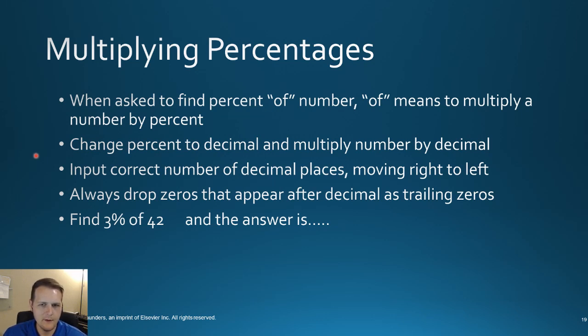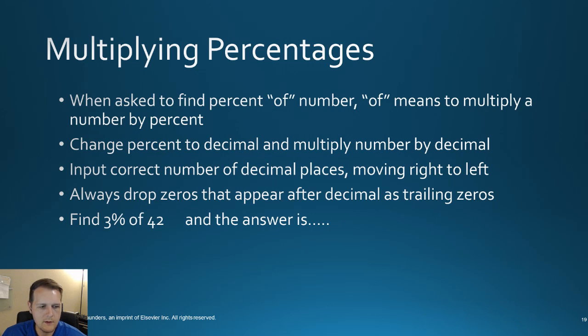Sometimes you're asked to multiply percentages together, or when you say, like, I want to find the blank percent of a number, that "of" just means that you're multiplying that number by a percentage. That's pretty straightforward to do. Basically, we can just change that percent into a decimal number and then multiply by whatever value we're looking at, right? For instance, with our example here, we want to find 3% of the number 42.